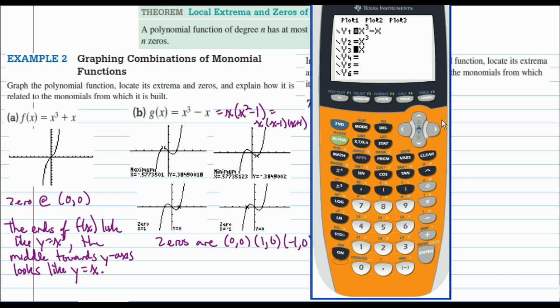The other term, though, is negative x, so I have to put in a negative sign and hit graph. And I want to see closer in on this one, so I'm going to zoom 4. And yep, again, the inside of the function is taking on the shape of the second graph, the second monomial. So I can pretty much copy the same statement. The ends of f of x look like y equals x cubed, but the middle towards the y-axis looks like y equals negative x this time.